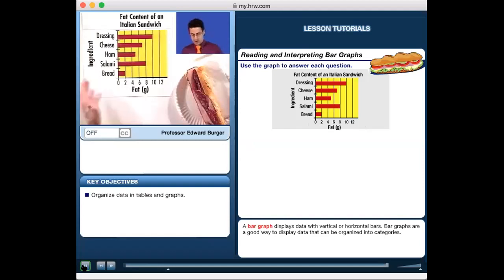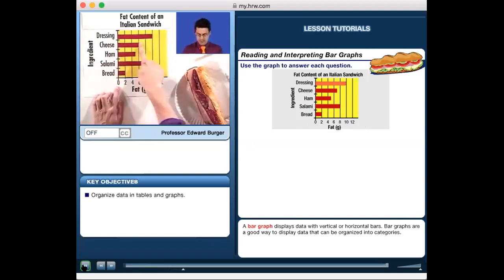Bread, and they all have fat. I hate that about sandwiches. And here's the fat content. And so you can read this off, the fat content. The further to the right you are, the more fat. So this has 10 grams of fat, that's the dressing, whereas the cheese only has a mere 7, right between 6 and 8 is 7. The ham has a 5 gram fat count. The salami, on the other hand, has 8, and the bread is 2.